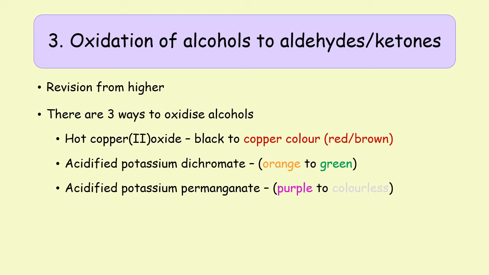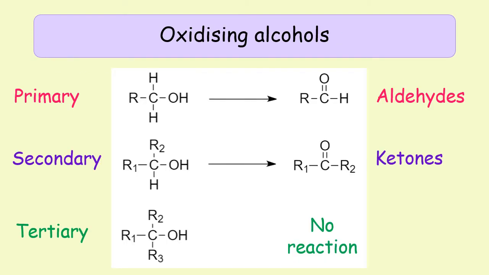And it's again acidified. Remember, if you're ever asked why does it need to be acidified, it's because it's a redox reaction, to provide the H+ ions. So remember, when it comes to oxidizing alcohols, the type of alcohol will determine what type of oxidation can occur. Primary alcohols will oxidize to aldehydes and then may go on to oxidize to carboxylic acids. Secondary alcohols will oxidize to ketones, but tertiary alcohols cannot react. So no matter which of those three reagents you add to a tertiary alcohol, no reaction will happen and no color change will be seen.